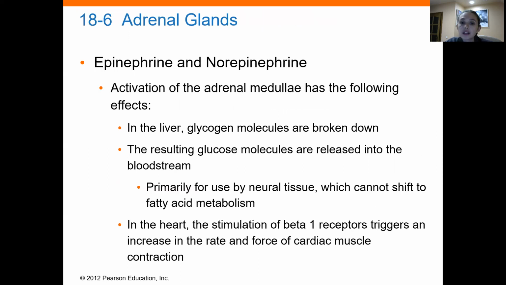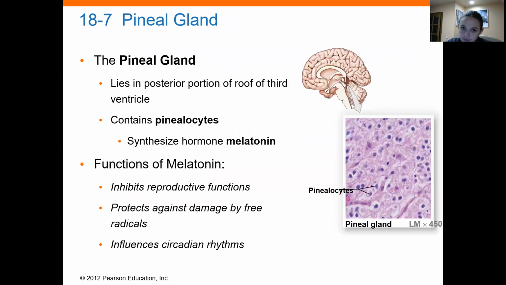Epinephrine and norepinephrine also have an effect in the liver, where molecules of glycogen will break down into glucose, which is further used for producing ATP, primarily for use by neural tissue, which cannot shift to fatty acid metabolism. In the heart, epinephrine and norepinephrine will stimulate beta-1 adrenergic receptors and trigger an increase in heart rate and increased contraction of the cardiac muscle.